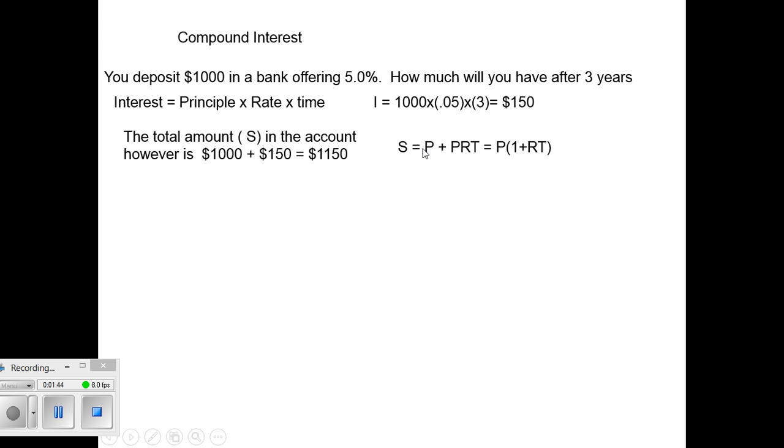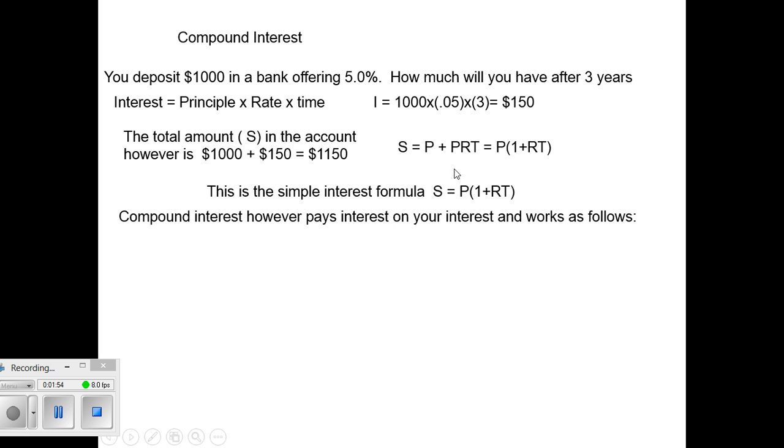So looking at this algebraically, we can see that P is common, so we can pull that out. We get P times the quantity 1 plus R, the rate, times time. So that's your simple interest formula. Now let's see what we do with compound interest. Compound interest means interest on your interest. So in other words, at the end of the first year, you have $50, but then you collect interest on that plus your principal. So we're going to see how that works.